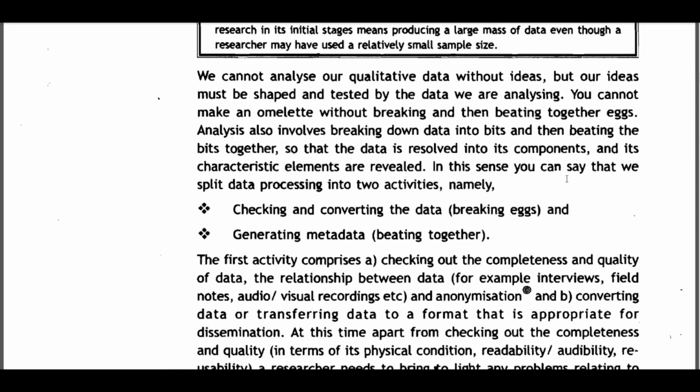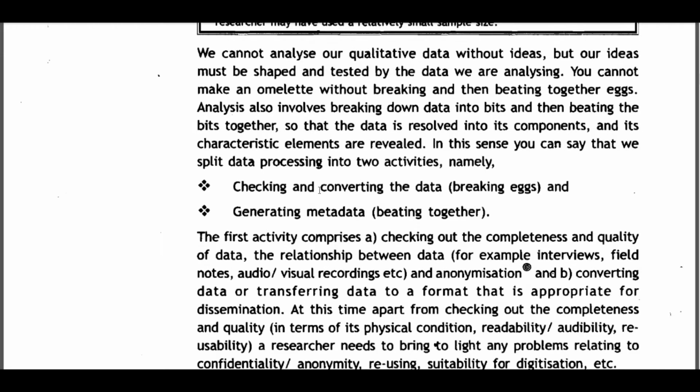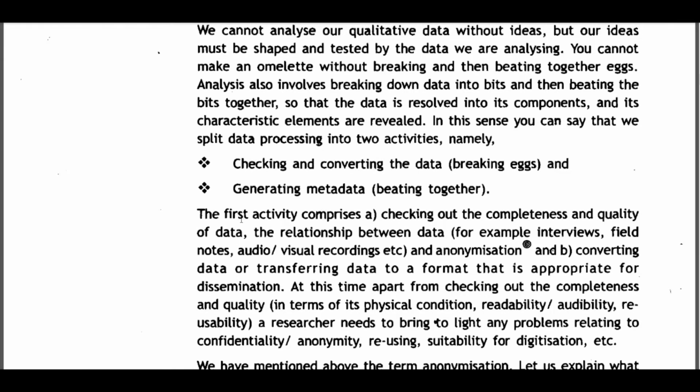In this sense, you can say that we split data processing into two activities: the first is checking and converting the data, and the other is generating metadata, which is like beating the eggs together. So the first activity comprises A, checking out the completeness and quality of data, the relationship between data, for example interviews, field notes, audio and visual recordings, etc., and anonymization, and B, converting data or transferring data to a format that is appropriate for dissemination.